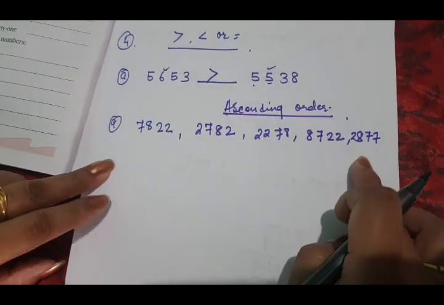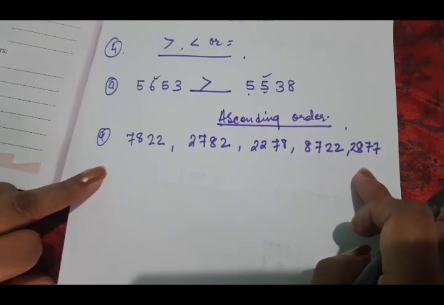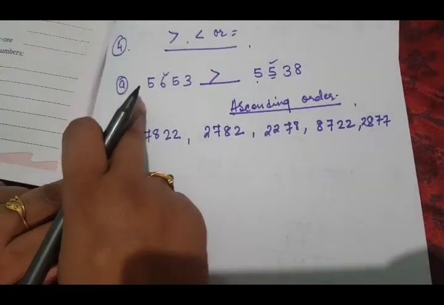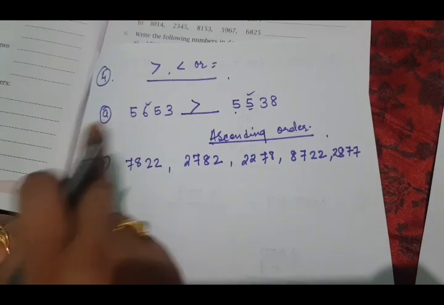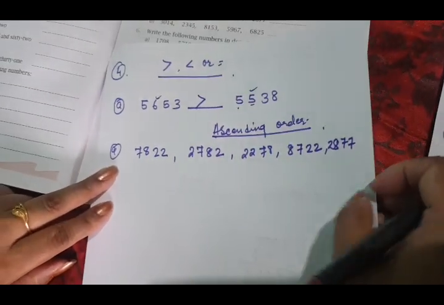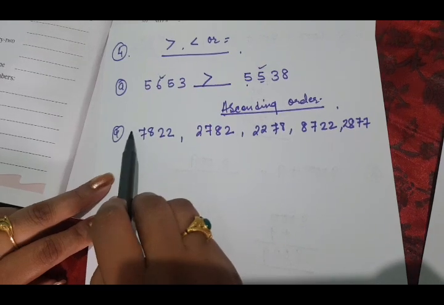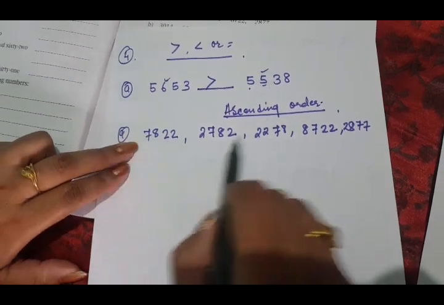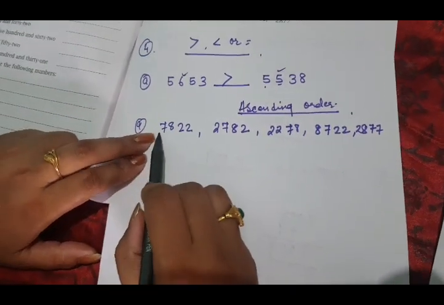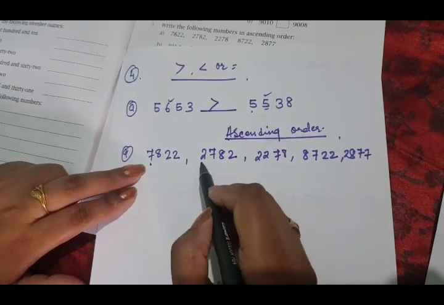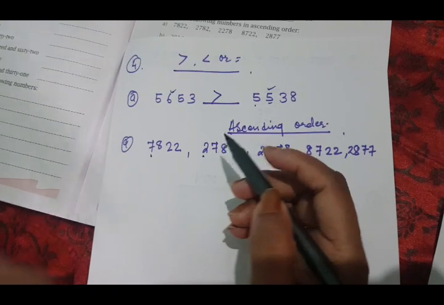Among these numbers we have to find the smallest group of numbers. Already I have taught you how to find the greater number and the smallest number. Now look at the first number of each group of numbers. Now see, in the first group you can see 7, and in the second group you can see 2.